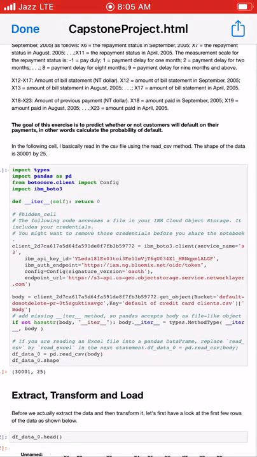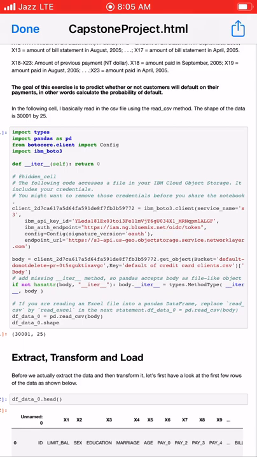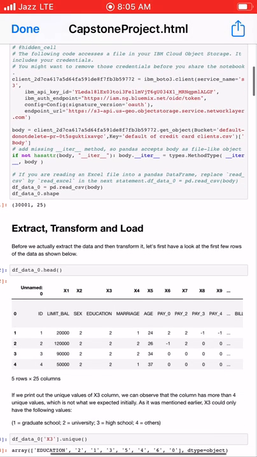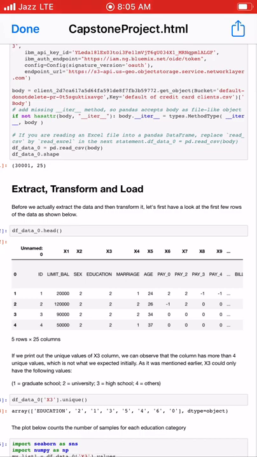Moving on, I have read in the data from the CSV file using the read CSV method in Python. If you look at the shape of the dataset, you can see that it's about a 30,000 by 25 data frame. Before we actually extract the data and then transform it, let's have a look at the first few rows of the dataset. You can see that the first few rows have different values in the limit balance column, and the ages of the customers are also different.